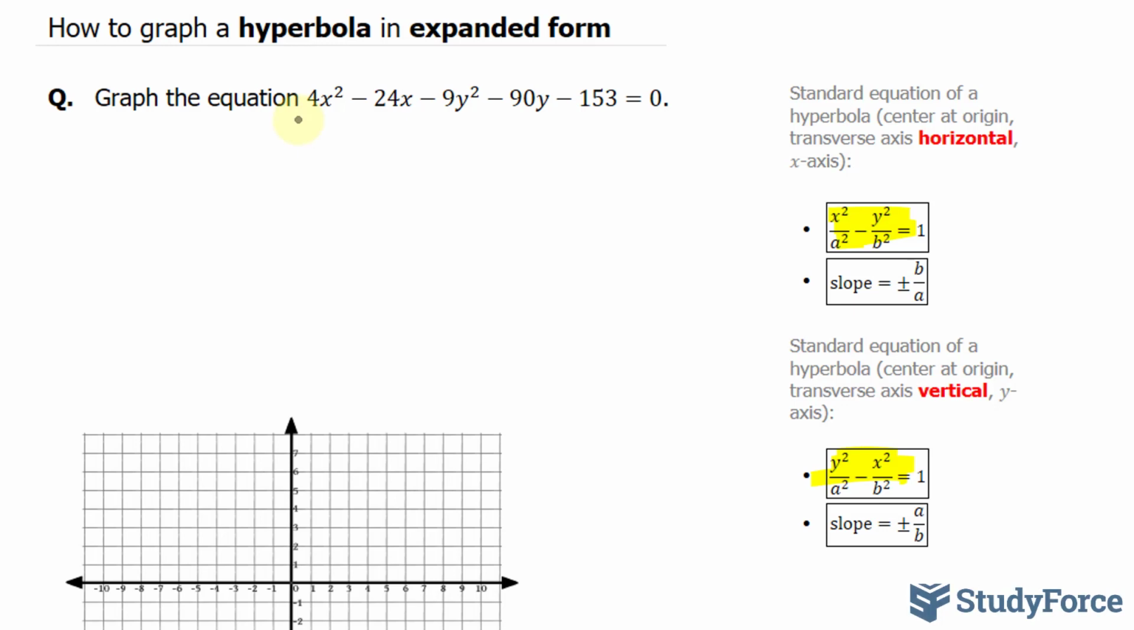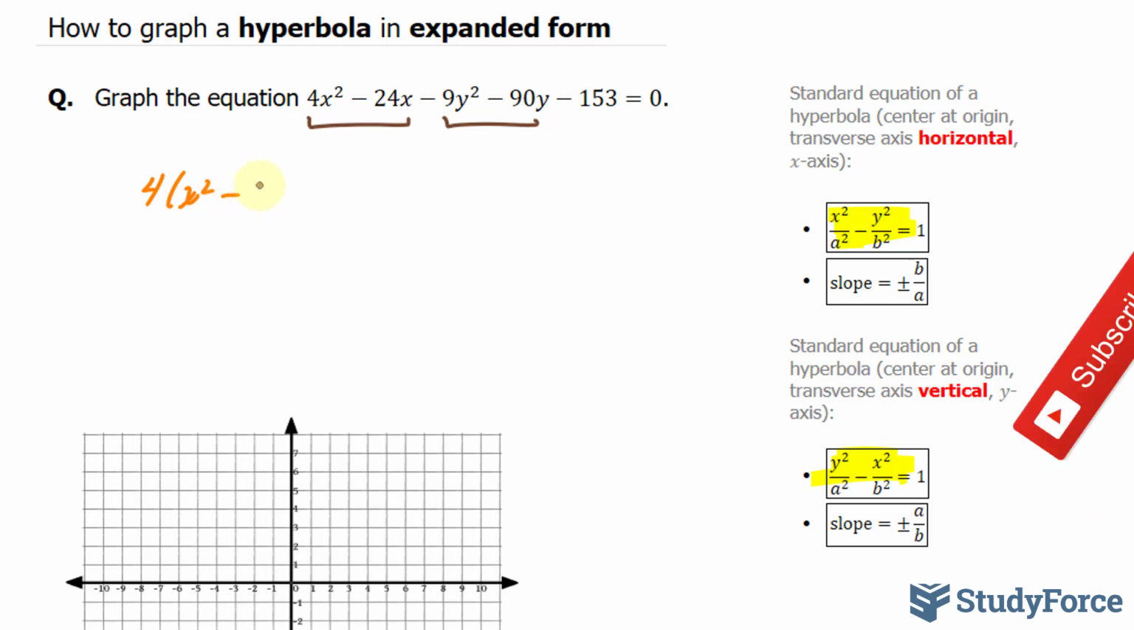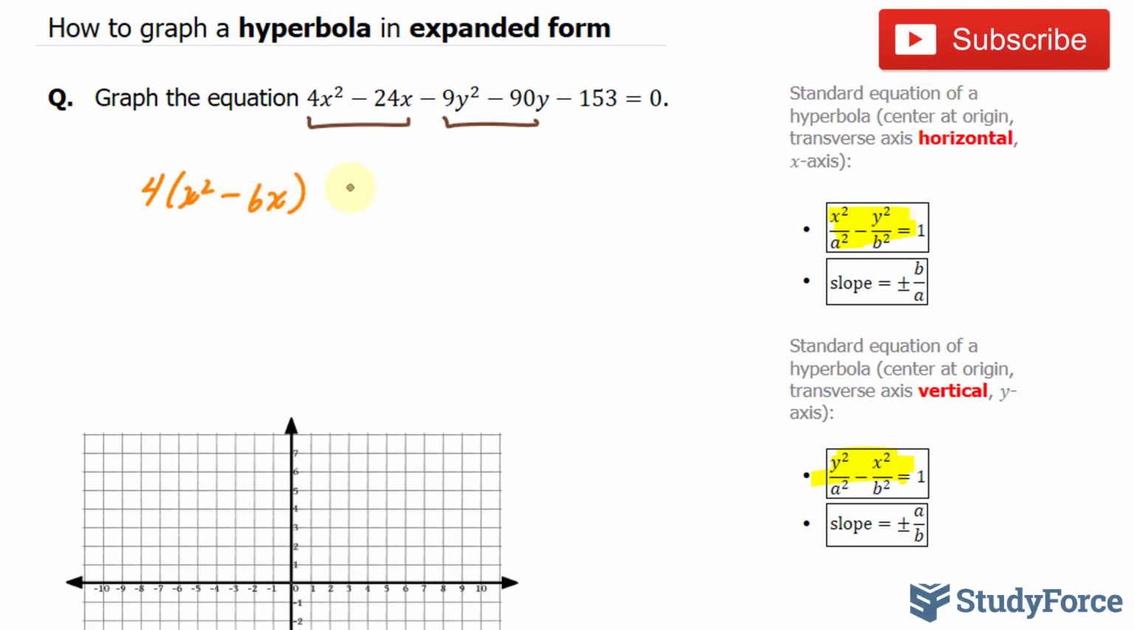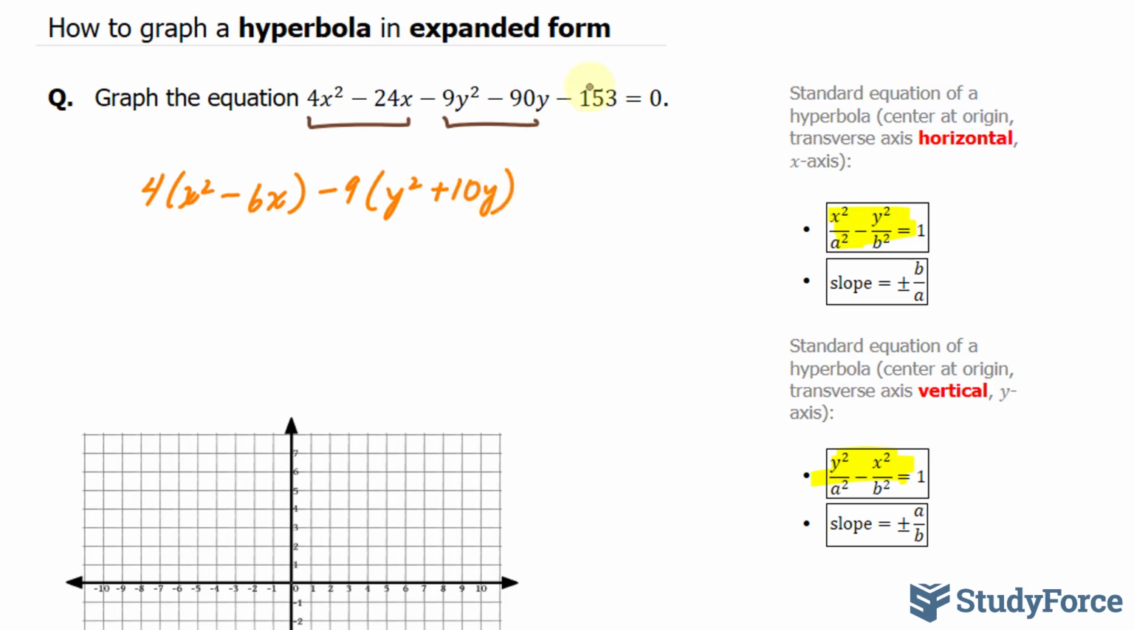To complete the square, you have to group the x terms and the y terms together, and that appears to be done already. In addition, the coefficient in front of the x squared and the y squared term need to be 1. So I'll factor out a 4 here and a negative 9 here. Factoring out a 4 between these two, I end up with 4 bracket x squared minus 6x. Now I'll factor out a negative 9. This gives me y squared plus 10y. And this constant will be taken over. And the reason why is because we want it to have a constant on the right side.